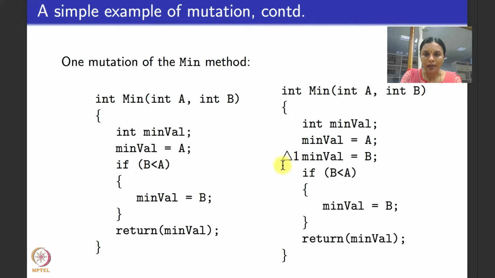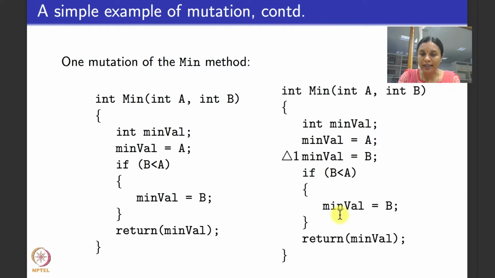Delta 1, this triangle or delta 1, read it as one mutation applied to this program on the left, which is the ground string. What is the mutation? Instead of this statement min val a, you remove that statement and replace it with min val b. In other words, assuming that this program came from a grammar, at some point in the grammar, this statement as a string would have got generated, min val a. At the same time, instead of generating a, substitute a with b.